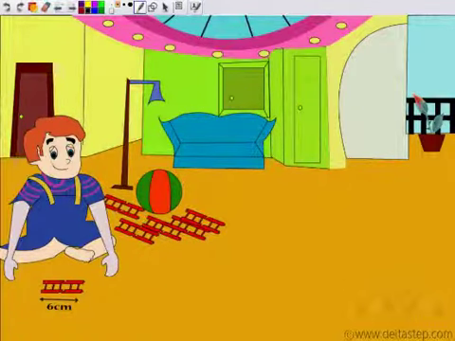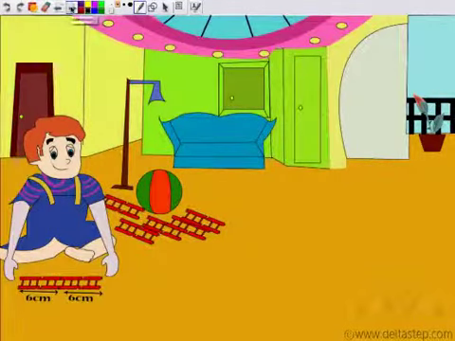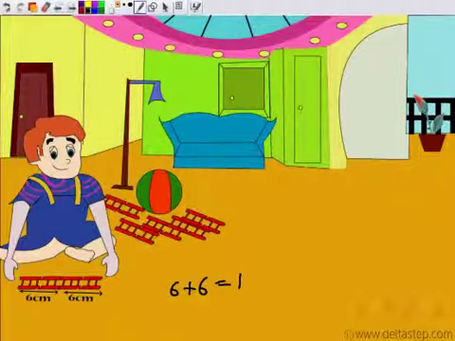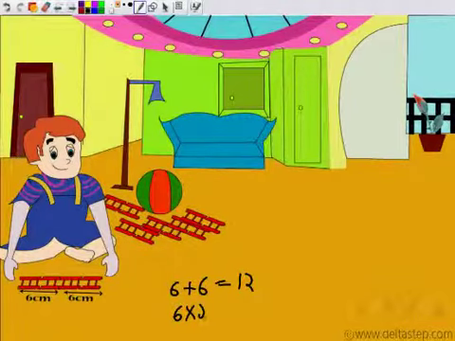So what he does is he adds another piece to this. So 6 plus 6 gives me 12. Or I can say 6 is added 2 times, or I can say 6 into 2, which is 12. So now he gets the track length as 6 plus 6 centimeters, which is 12 centimeters.